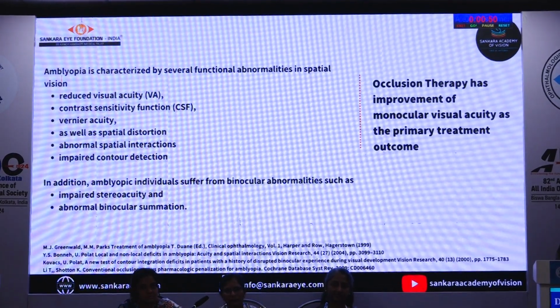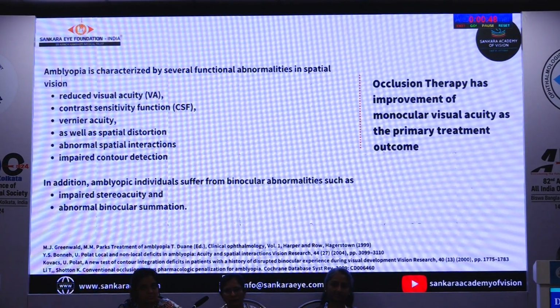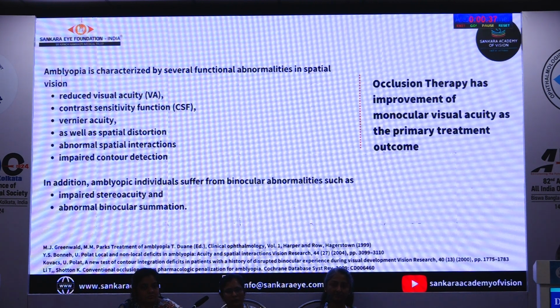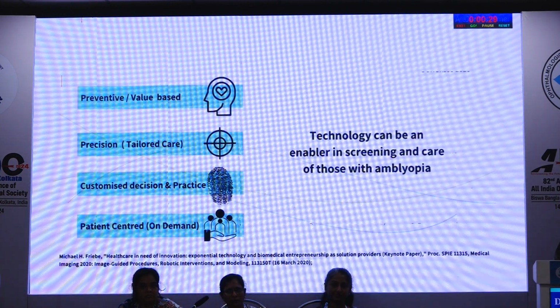When you occlude a child, all you're doing is trying to improve their monocular visual acuity as the primary outcome. If you're happy with that, then yes, occlusion is more than enough. If you want to work on contrast, vernier acuity, spatial correlation, perceptual attributes, contours, stereo acuity, and if you believe that amblyopia is a binocular condition that needs to be solved, then definitely you need to look at some form of binocular therapy.